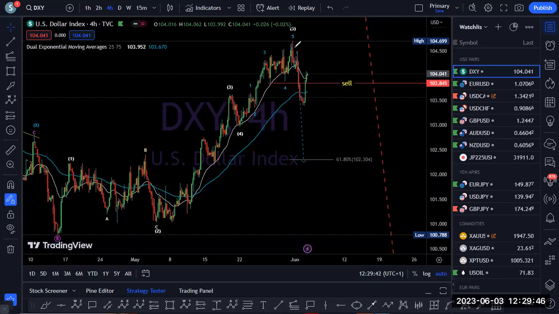It will give us something like this. 1, 2, 3, 4, 5. Then A, B, C. Then drop again before buying. We keep watching how it develops.